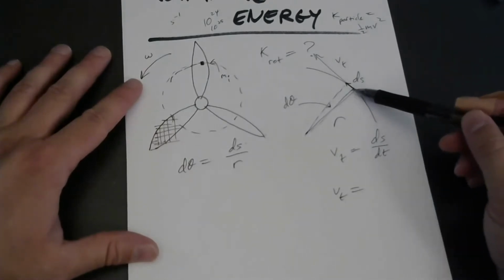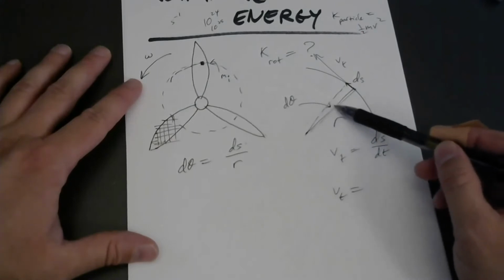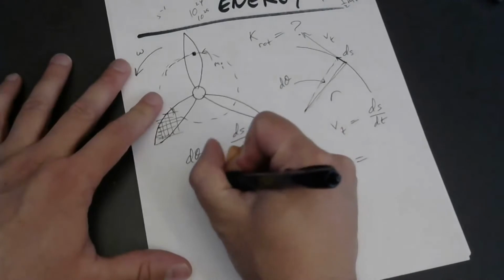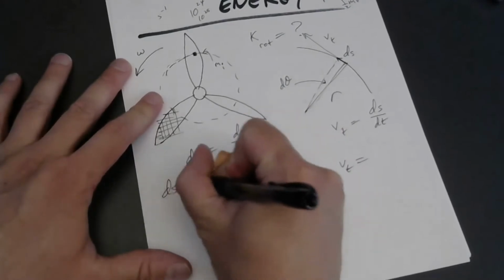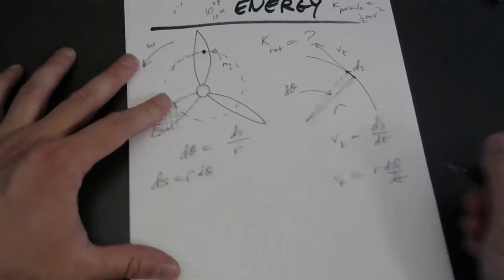Of course, in this picture, it's much less than that. Let's say this is 1/10 of a radius. Then this angle, by definition, would be 1/10 of a radian. Okay, so solve this for ds, and it's r d theta. So I'm going to put that over here, r d theta over dt.